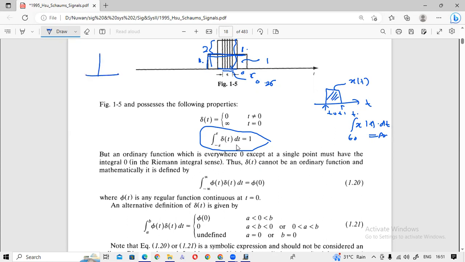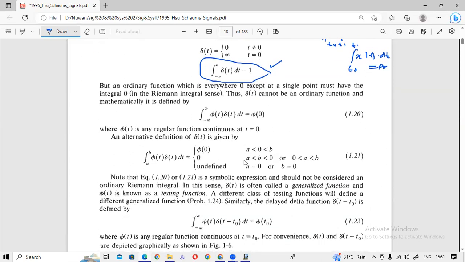You take the delta t function, you select any values. It can be minus infinity to plus infinity, it can be a to b. Here it is minus 5 to 5. If you integrate with respect to t, you will have 1. So this is the area. This is one definition.